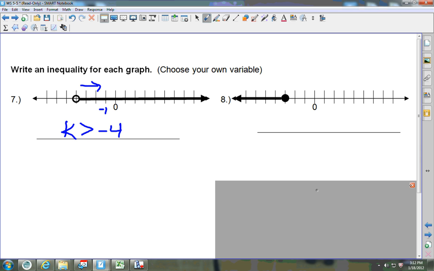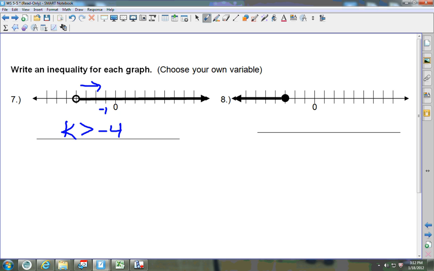There's my next one. Pause that video and see if you can come up with the right answer. Okay, in this case, I'm going to use d. I could have used x, I could use any letter I want to. It's going to the left. That's less than. There's a colored in circle right there, so it's equal to. This is negative 1, negative 2, negative 3. There's my answer.